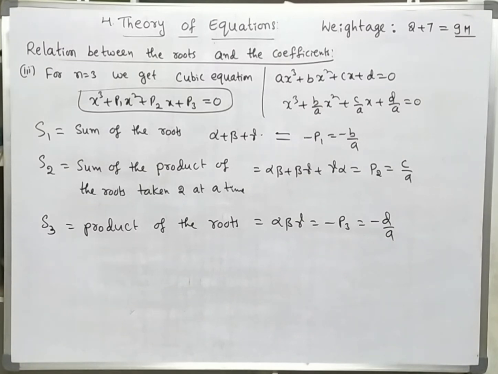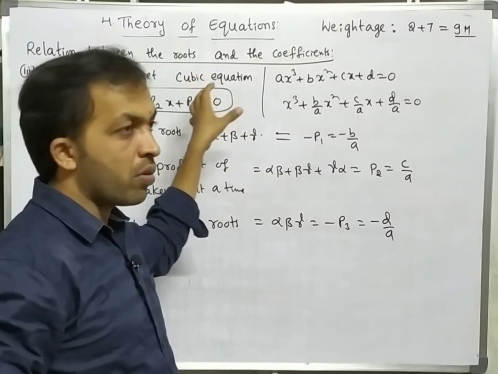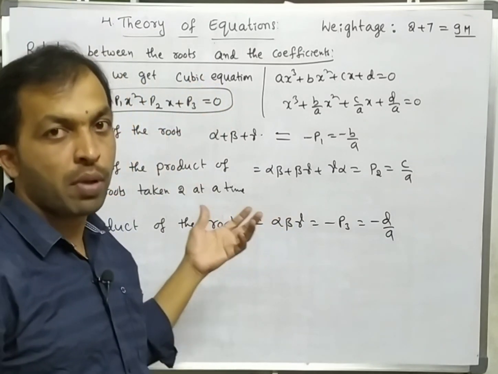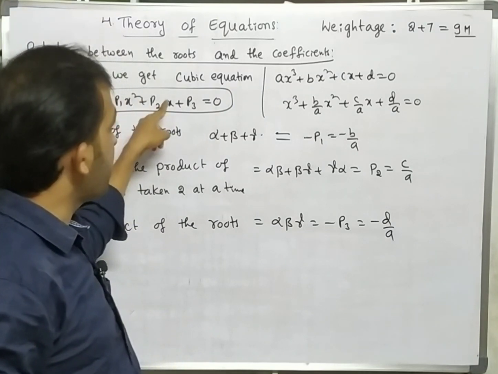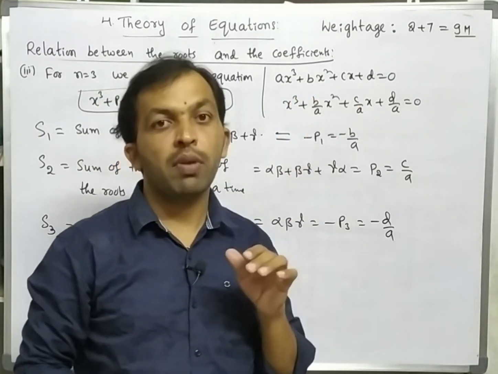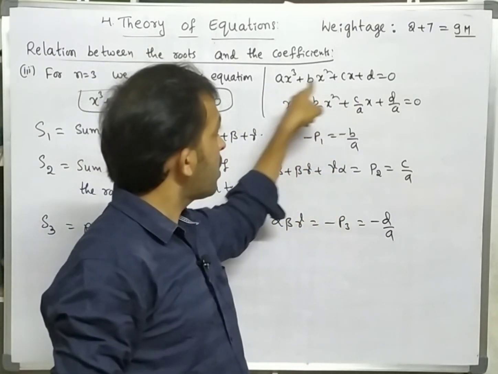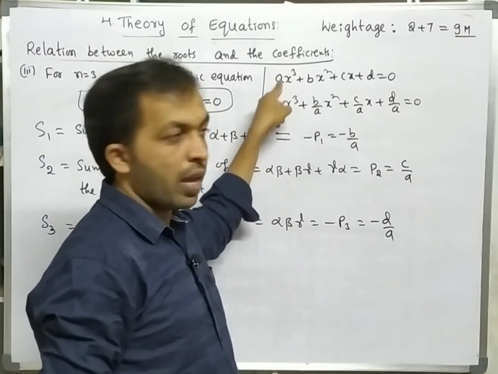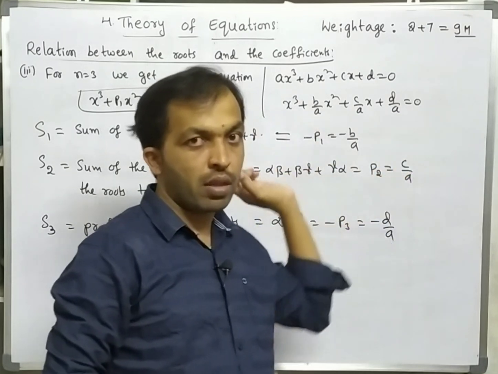Next, for n is equal to 3 in a polynomial equation, if we take n is equal to 3, then we get a cubic polynomial equation, which is x cube plus p1 x square plus p2 x plus p3 is equal to 0. In general, we can write it as ax cube plus bx square plus cx plus d is equal to 0. If we divide with leading coefficient a, then we will get x cube plus b by a x square plus c by a x plus d by a is equal to 0.